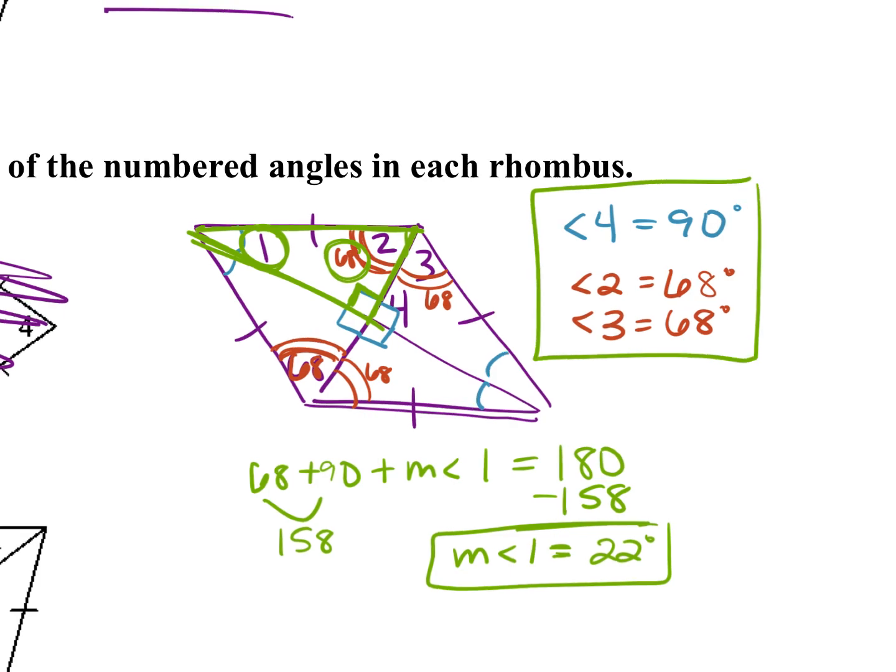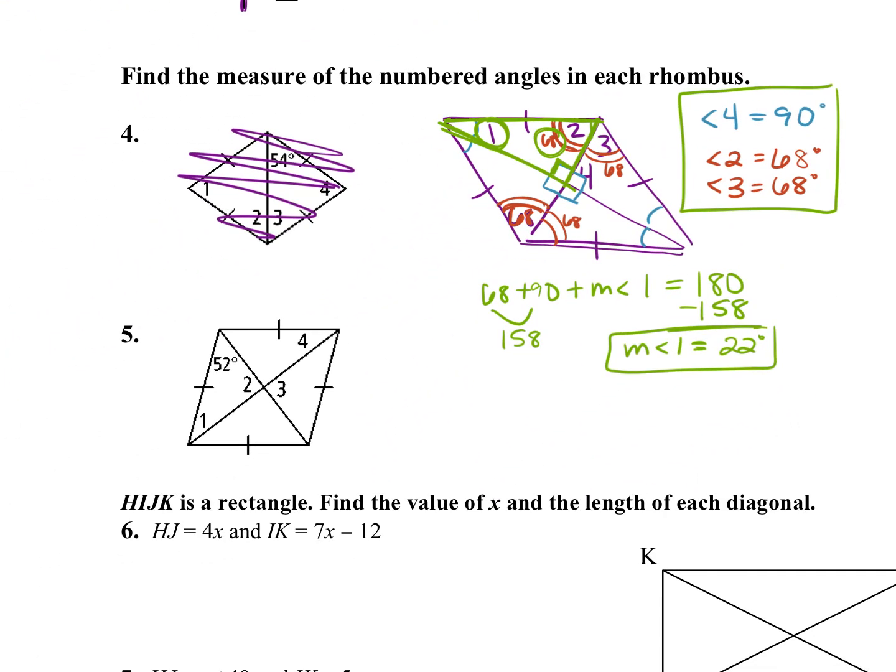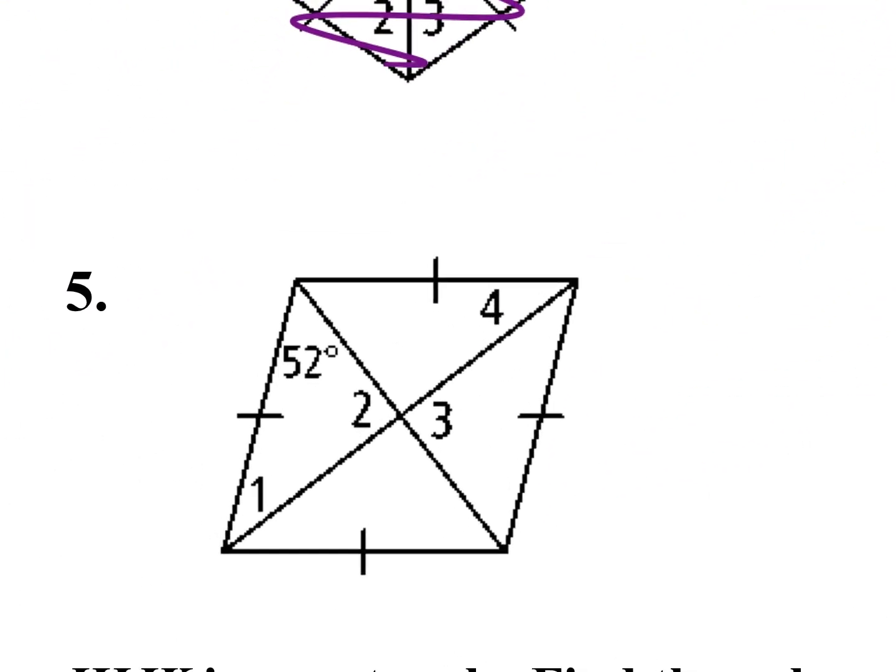Questions on that? No. Okay, so look at this one. Still a rhombus. What do you know? Let's start with angle 2. What's the measure of angle 2? 90. Well, it is a rhombus. So 3 is 90 also. So the measure of angle 2 is 90, and the measure of angle 3 is 90.